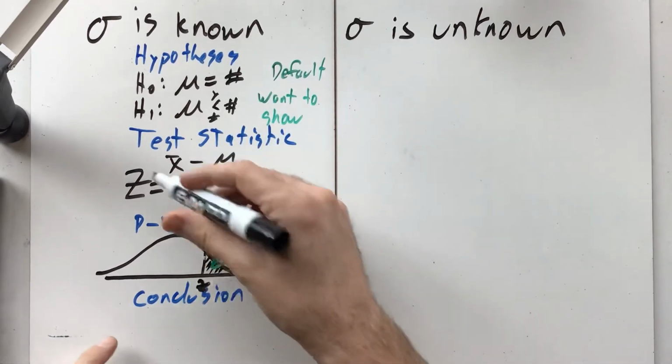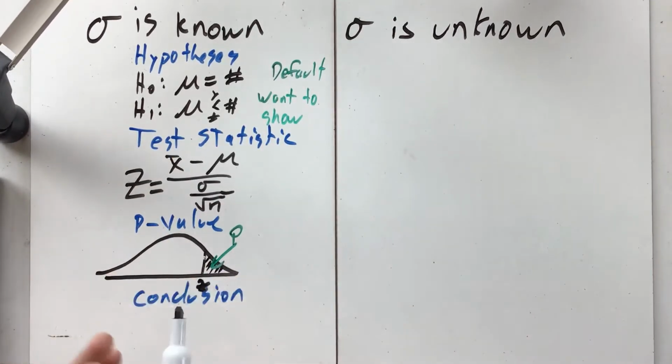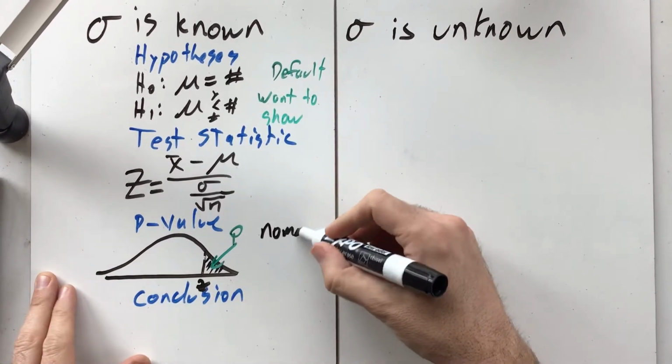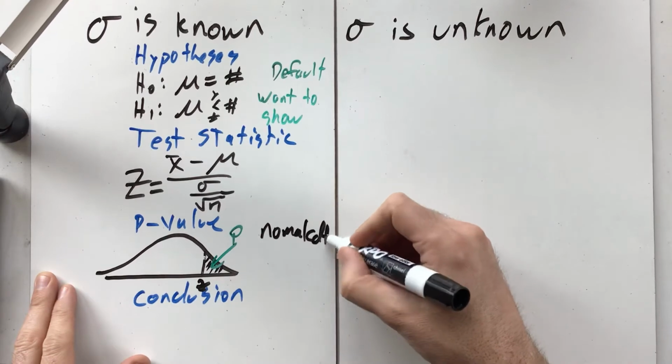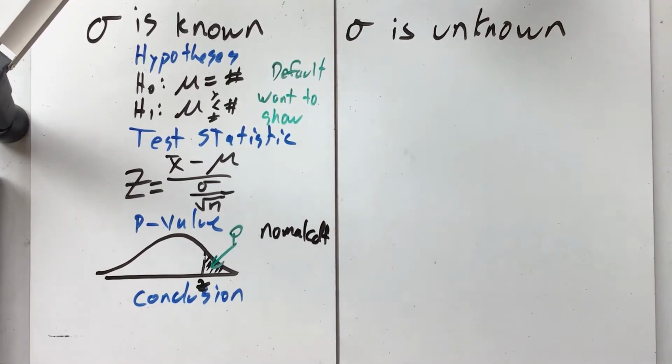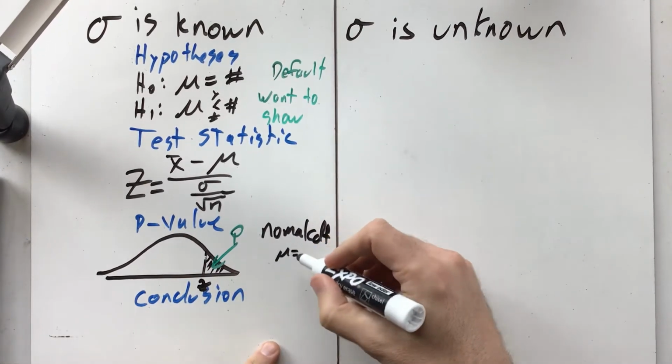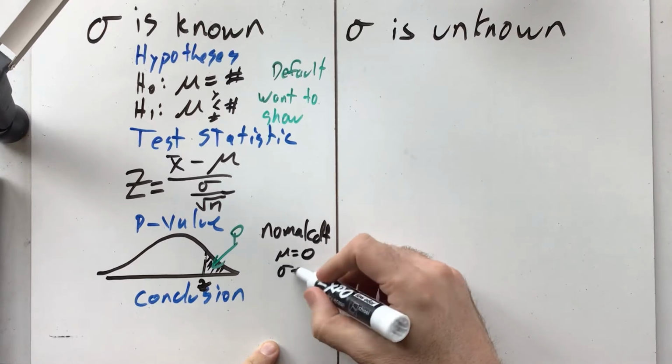If we're dealing with a z, so if we're starting with a z problem, then that means we're going to use normal CDF to solve our problem, because normal CDF is how we calculate areas under a normal distribution. So use normal CDF with mu equal to 0 and sigma equal to 1.